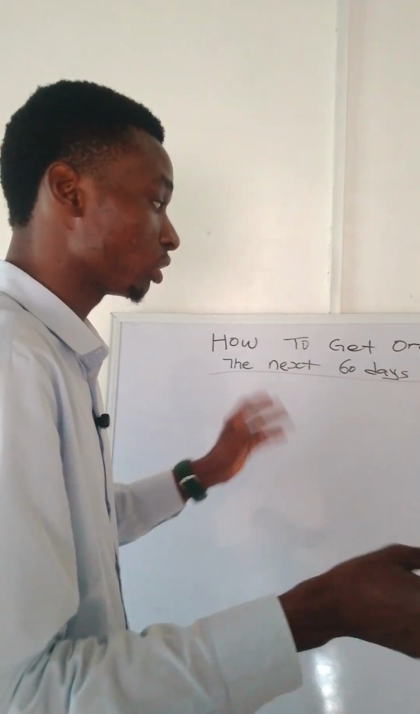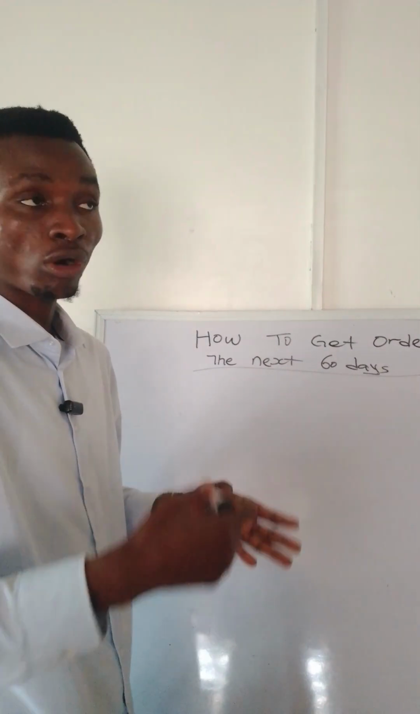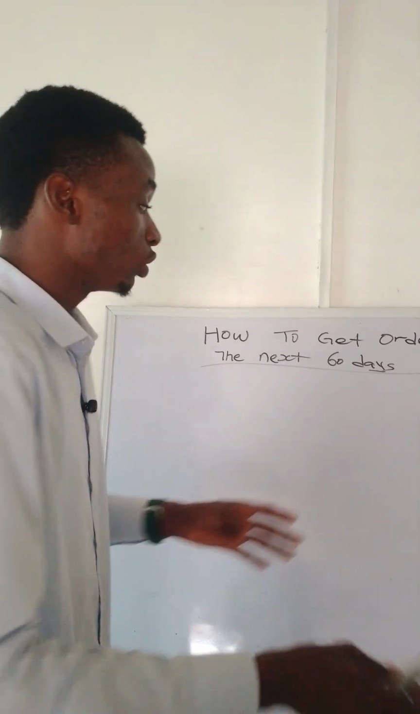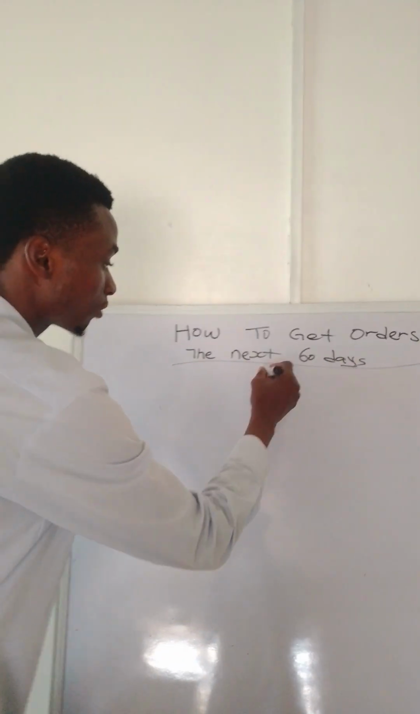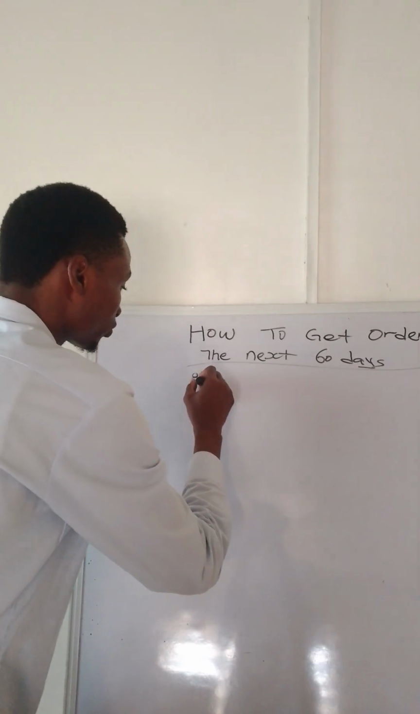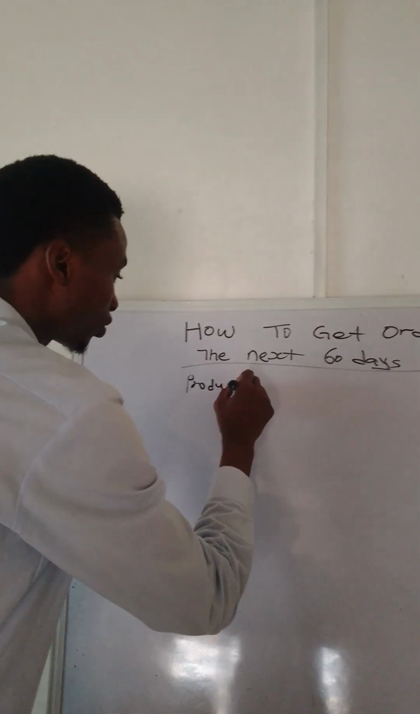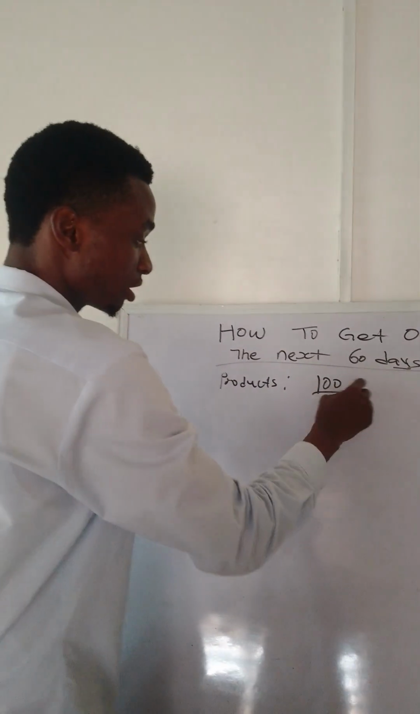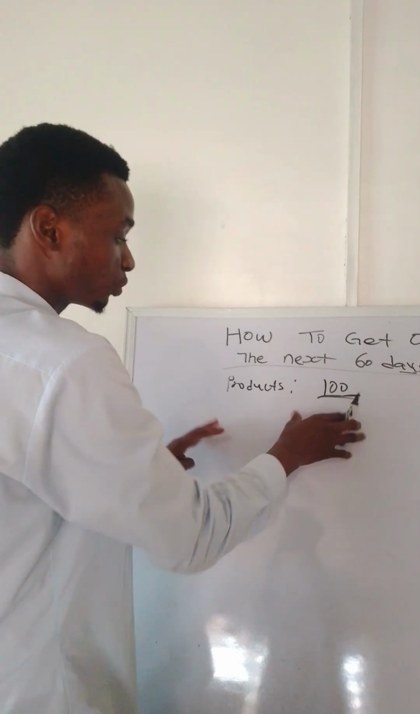So what do you need to do? Of course, if you know me very well, I do more of online marketing and digital marketing, and I will advise you to go online. So let's say we have 100 products to sell. So how do I go about selling these products?